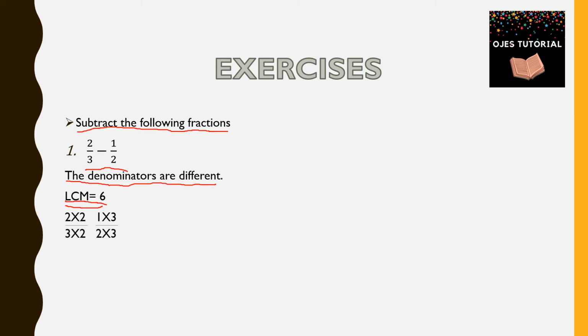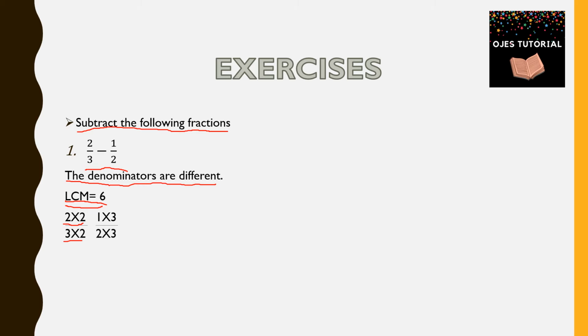Now we multiply the denominators to get the LCM's number. What was our LCM? 6. So here the first fraction 2 upon 3. The denominator is 3. So when we multiply 3 by 2, we get 6. So I'll multiply 3 by 2, and also the numerator I will multiply by the same number, because here the denominator I am multiplying by 2. So in the numerator also I will multiply by 2.